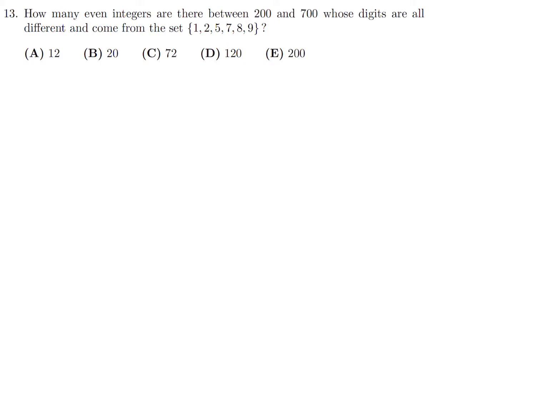How many even integers are there between 200 and 700 whose digits are all different and come from the set 1, 2, 5, 7, 8, 9? So the numbers are anywhere from 201 to 699 inclusive.